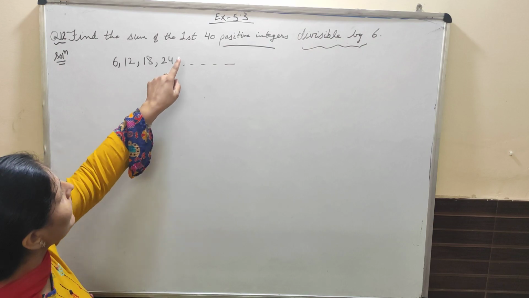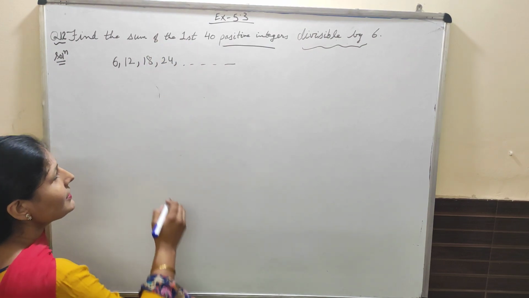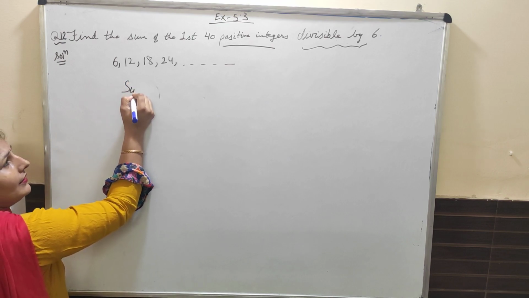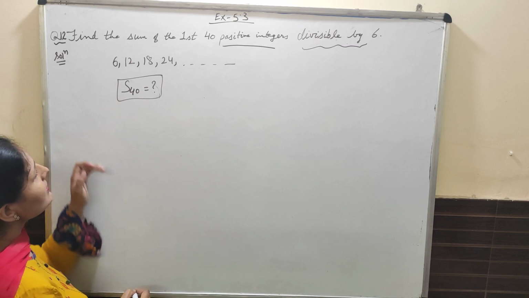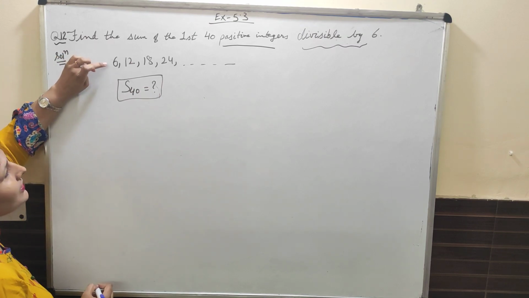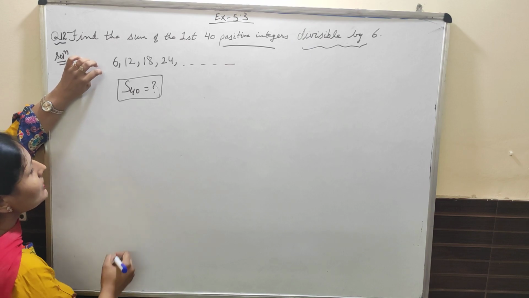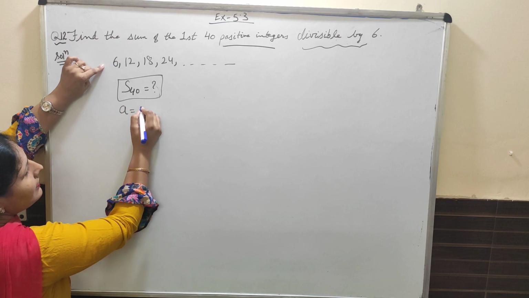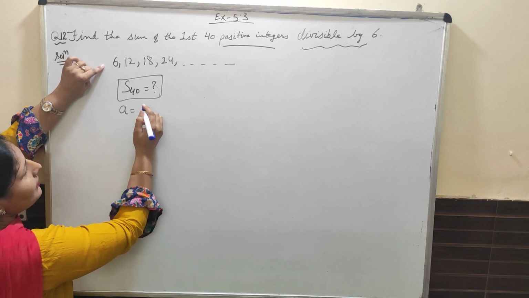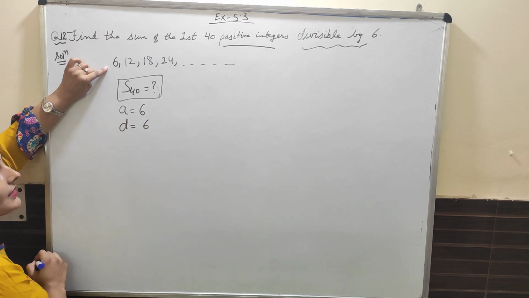Here we need to find the sum of the first 40 integers, which means we need to find S40. Okay? What is given to us? Now this sequence is an AP. Does this sequence form an AP? Yes, because here the common difference is the same. A is 6 and D is also 6.